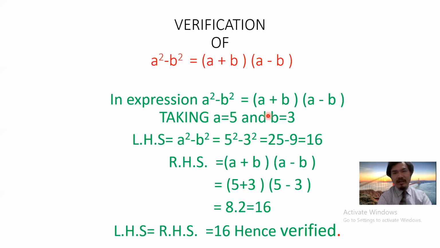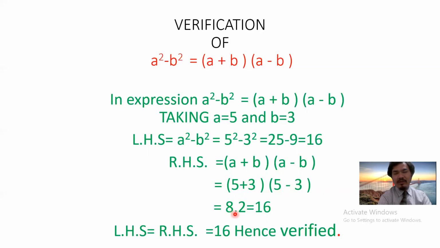Now let's take the right hand side. Right hand side equals a plus b into a minus b. In place of a we take 5, and in place of b we have taken 3. So 5 plus 3 is 8, and here is the multiply sign. In place of a again 5, minus b, where b is 3. 5 minus 3 is 2.